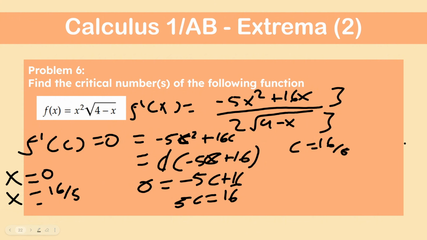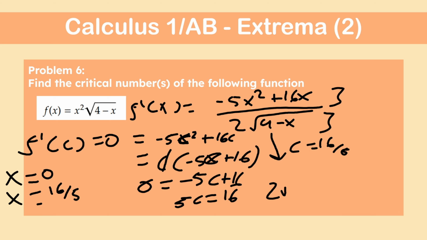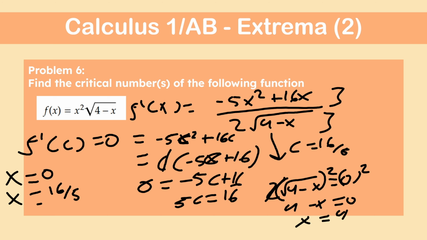But now we're going to look at when f prime of x is undefined. We're looking for when the denominator becomes 0. So let's just say 2 square root of 4 minus x is equal to 0. We can divide by 2, and we can square both sides. Now we have 4 minus x equal to 0, and now we have x is equal to 4. So we have our last critical number at x equals 4.